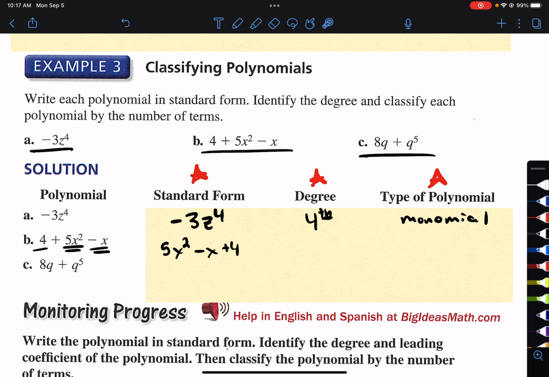Degree, again, I look for my largest degree, which is 2. So this is a second degree polynomial. And it wants to know what type of polynomial. Well, it has 3 terms, so it's a trinomial.